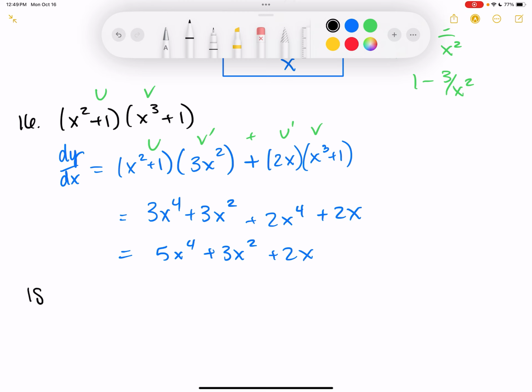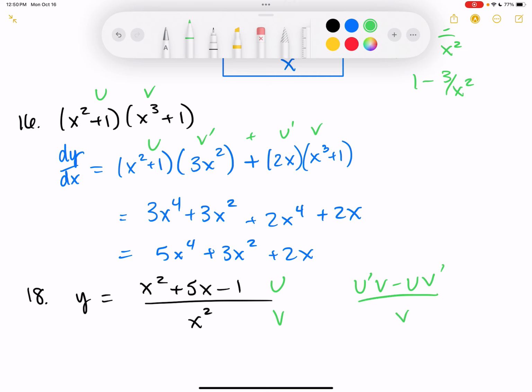18. y is equal to x squared plus 5x minus 1, over x squared. Quotient rule. So this one's a quotient rule. Let me do it in green. So I've got u over v. So my quotient rule is u prime v minus u v prime over v squared.